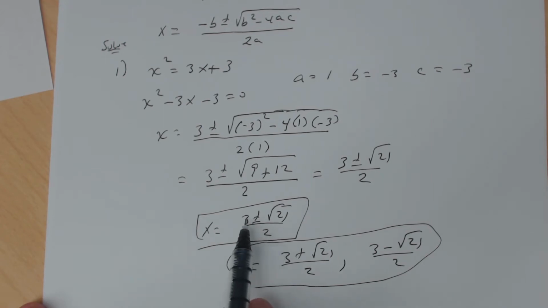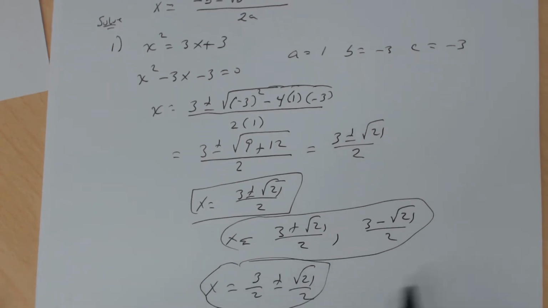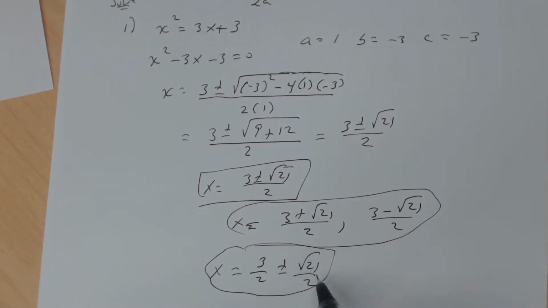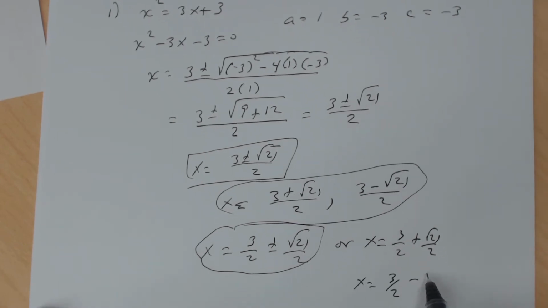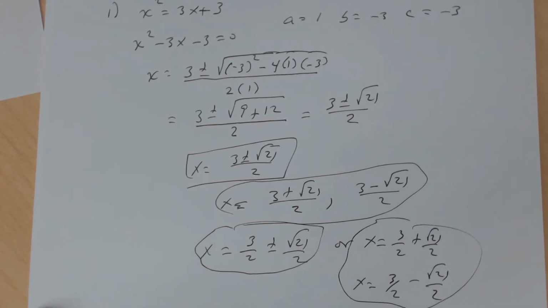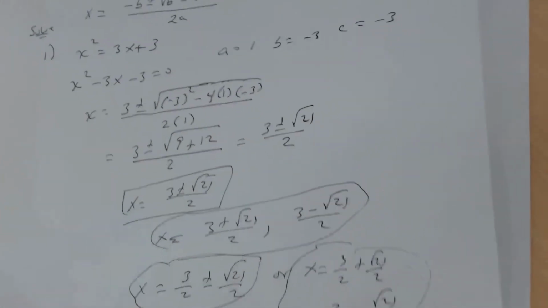Now, if you want to write it as two separate equations, you can do that. If you start here, you can say 3 divided by 2 plus or minus the square root of 21 divided by 2. You can write it as this as well, or you can write it as two separate solutions. Write them as fractions though. So you can say x equals 3 divided by 2 plus the square root of 21 divided by 2, x equals 3 divided by 2 minus the square root of 21 divided by 2. So all these are ways of writing the solution. Alright, so that's number 1.